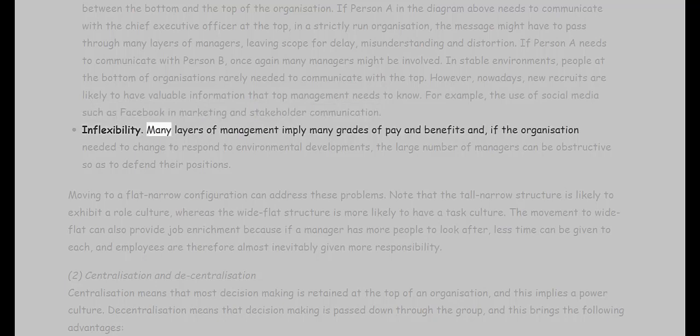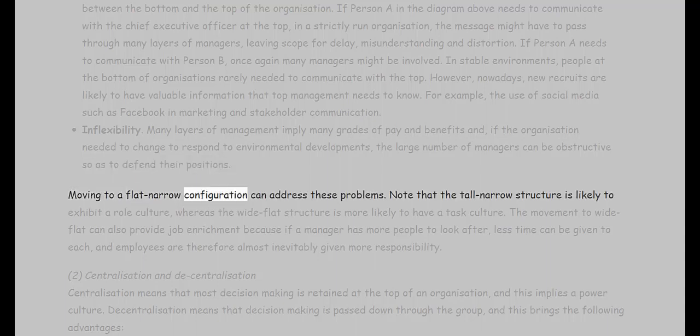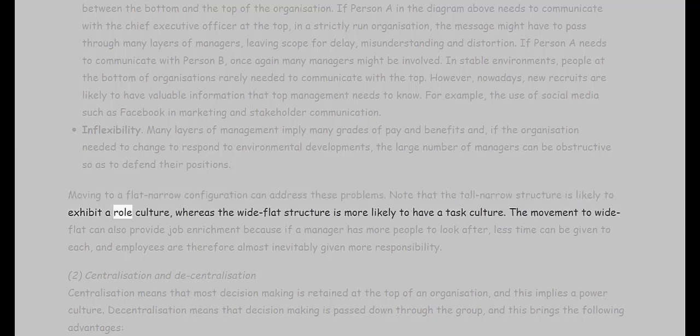Inflexibility. Many layers of management imply many grades of pay and benefits, and, if the organization needed to change to respond to environmental developments, the large number of managers can be obstructive so as to defend their positions. Moving to a flat narrow configuration can address these problems. Note that the tall narrow structure is likely to exhibit a role culture, whereas the wide flat structure is more likely to have a task culture.